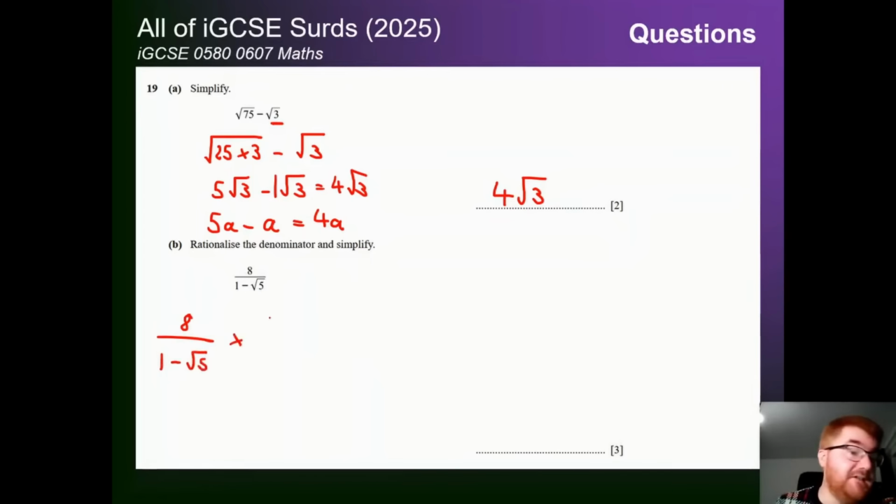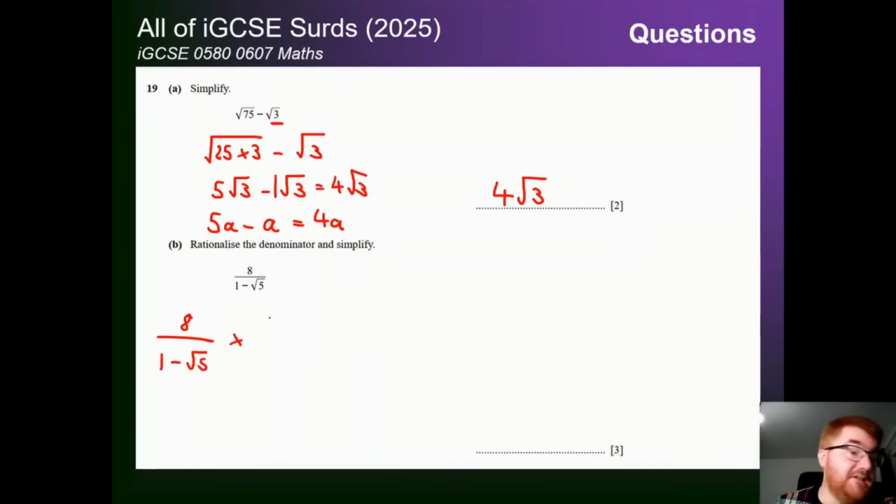So 1 times 1 is 1. 1 times plus root 5 is plus root 5. Minus root 5 times 1 is minus root 5. And then be careful here, minus root 5 times plus root 5. That gives us negative 5. So be careful with that.